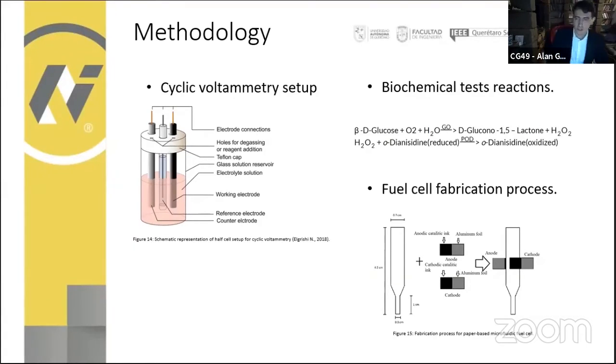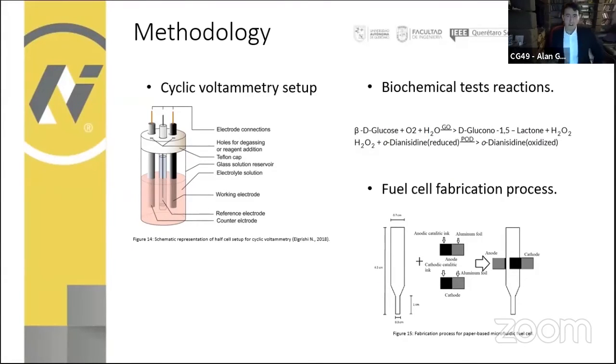For our biochemical tests, the reactions are the ones that we show here in this equation. Glucose in the presence of oxygen and water, reacting with glucose oxidase, will generate gluconolactone as well as hydrogen peroxide. This hydrogen peroxide, in the presence of reduced o-dianisidine with peroxidase, will generate oxidized o-dianisidine, which is going to shift in color, and we're going to record the shift in color in a spectrophotometer. So we can apply some equations and determine the enzymatic activity.